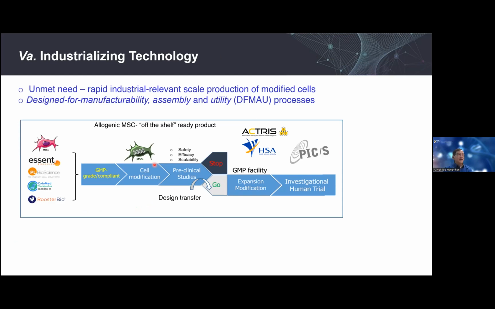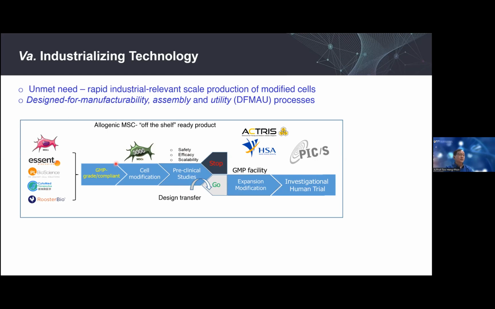So what have we done next? We are going to scale up now. We see an unmet need for rapid, industrially relevant scale production of these modified cells. So we have explored, as you have seen just now, with different contributors. We can actually take the cells, check them out, and make sure they are good to be transfected. We have now done design transfer into ACTRIS and HSA or CTF. And what we've done now is to expand the cells for GMP production of clinical grade for human use.